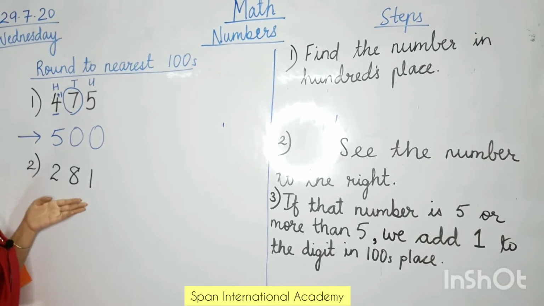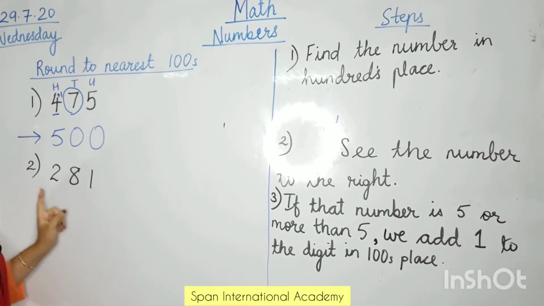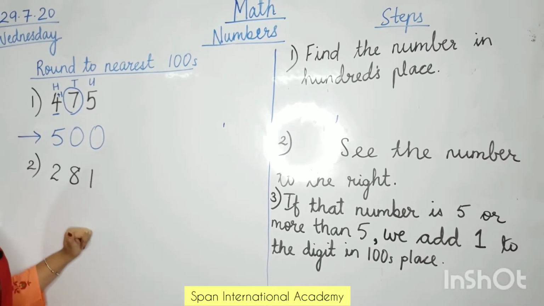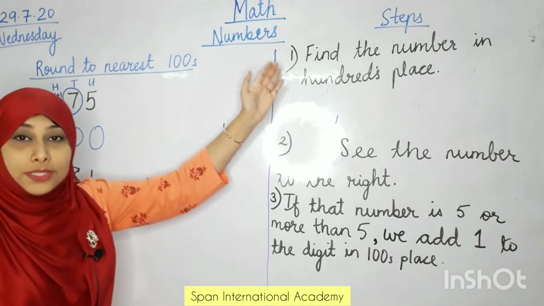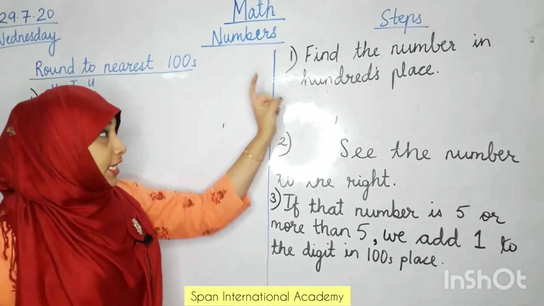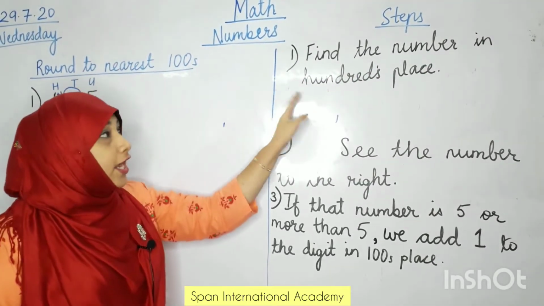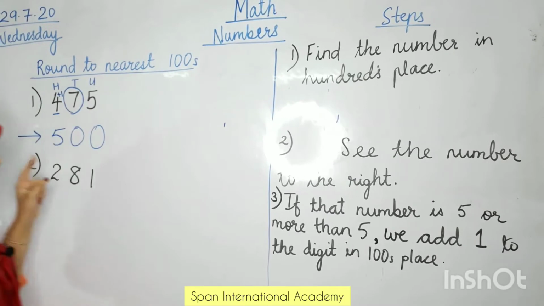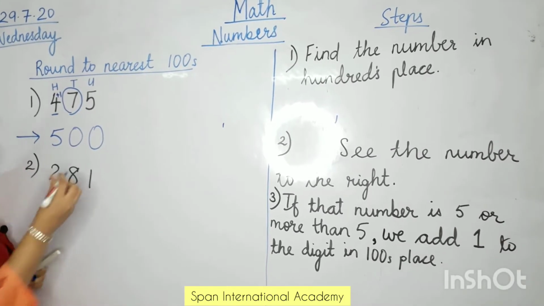Now my second number is 281. We have the number with us. Now we will start with our steps. Read the first step, everybody. It tells find the number in hundreds place. So we will write the place value.